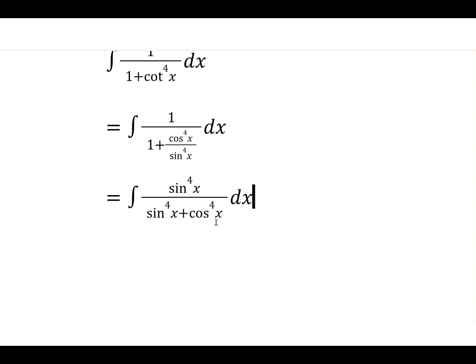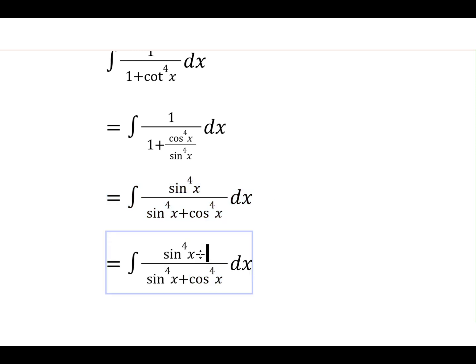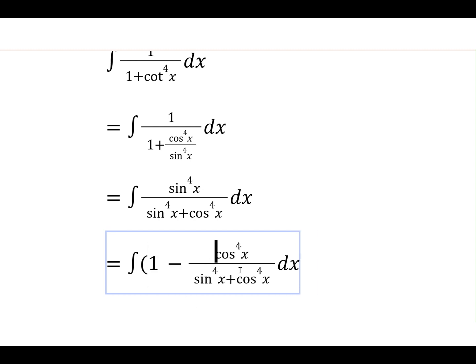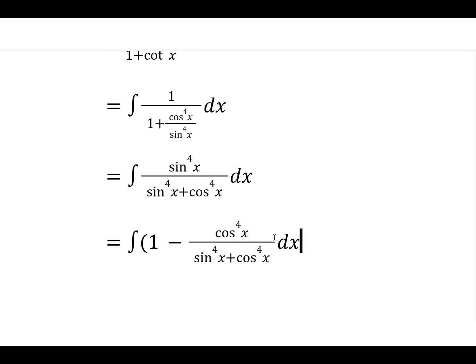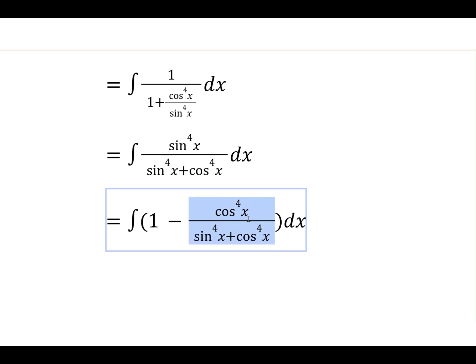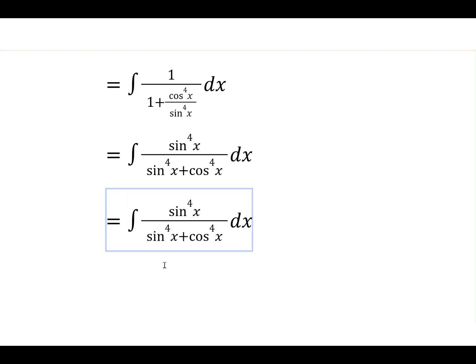Now it's a bit more confusing what we should do. So you might think about doing this plus minus thing, and that would get you to cancel something with the denominator. But then if you do that, we're only left with 1 minus cos to the 4 over sine to the 4 plus cos to the 4. And this other integral isn't really that useful. It's not that much different from the original one. So we're going to do a slightly different manipulation.